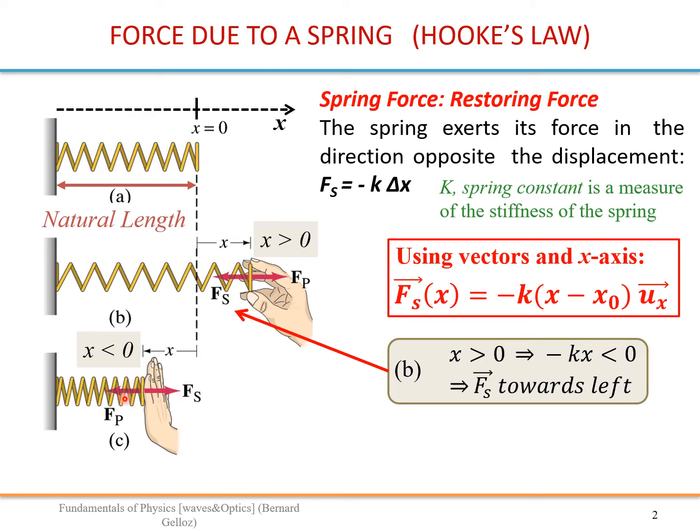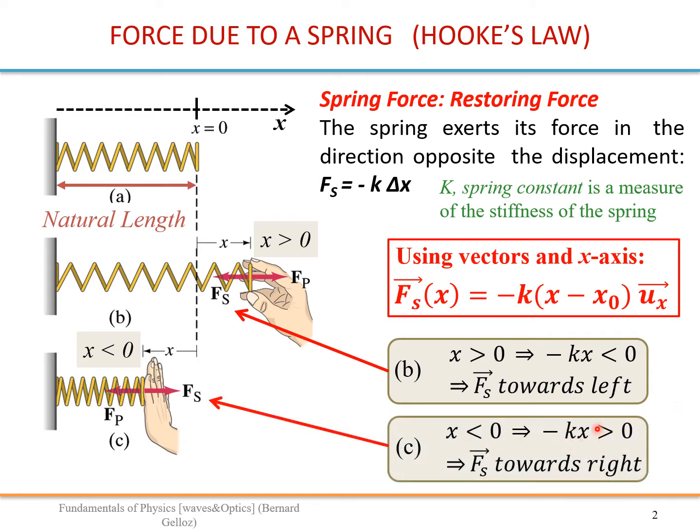Okay, so let's look now at this position. We have pushed the spring. So now x is negative compared to the origin here. Using this we have minus kx ux also, but in this case, because x is negative, minus kx will be positive. Okay, minus kx is positive, therefore Fs is towards the right. So just be careful about that. Sometimes using just minus kx will produce some mistakes.